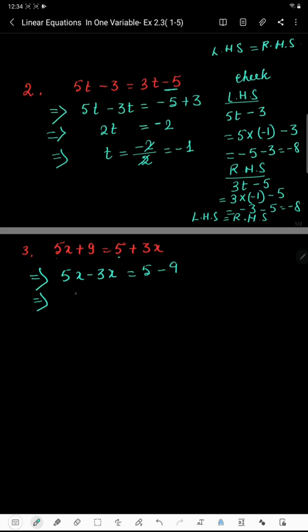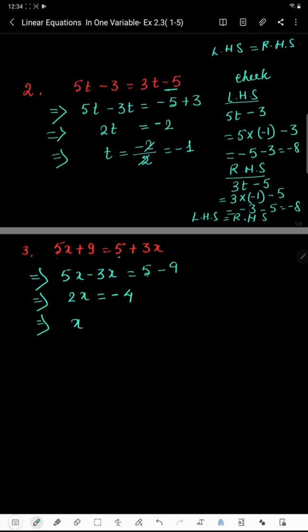Now 5x minus 3x is 2x, and here 5 minus 9, one is having a plus sign and another is having a negative sign, so plus minus minus. So 9 minus 5 is 4, and the sign of 9 is greater, which is negative. So we'll put a negative sign.